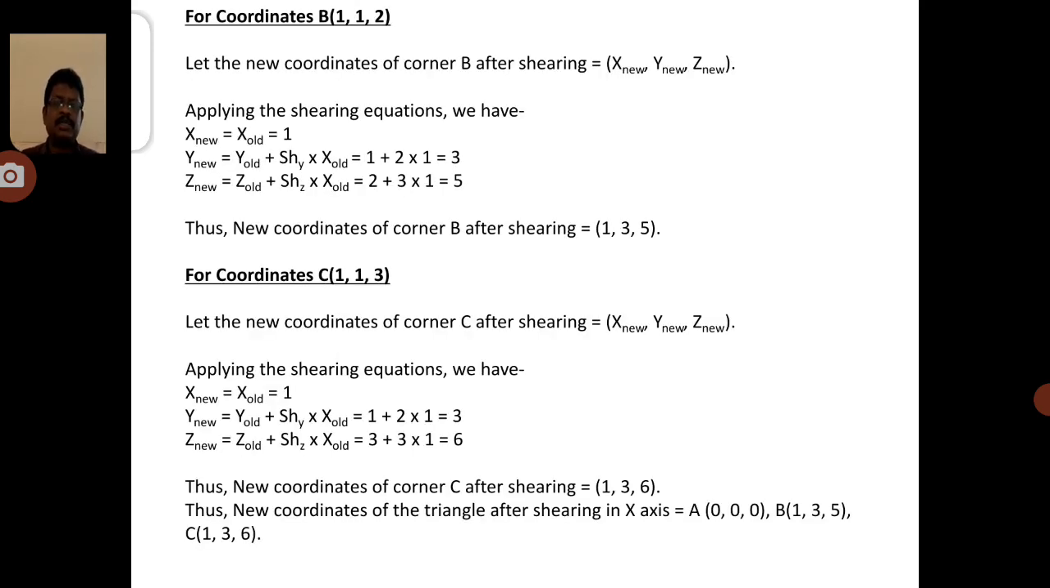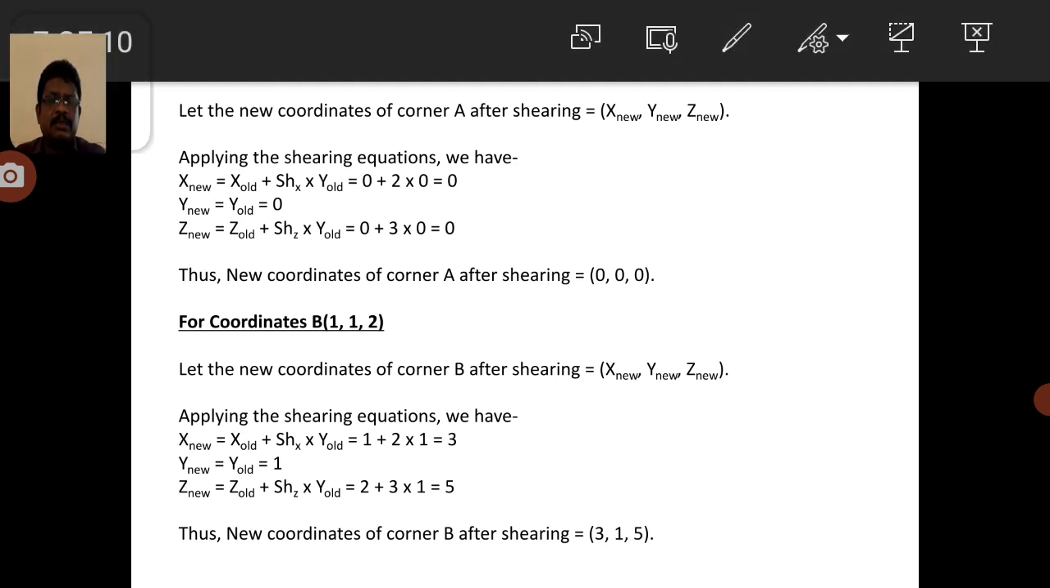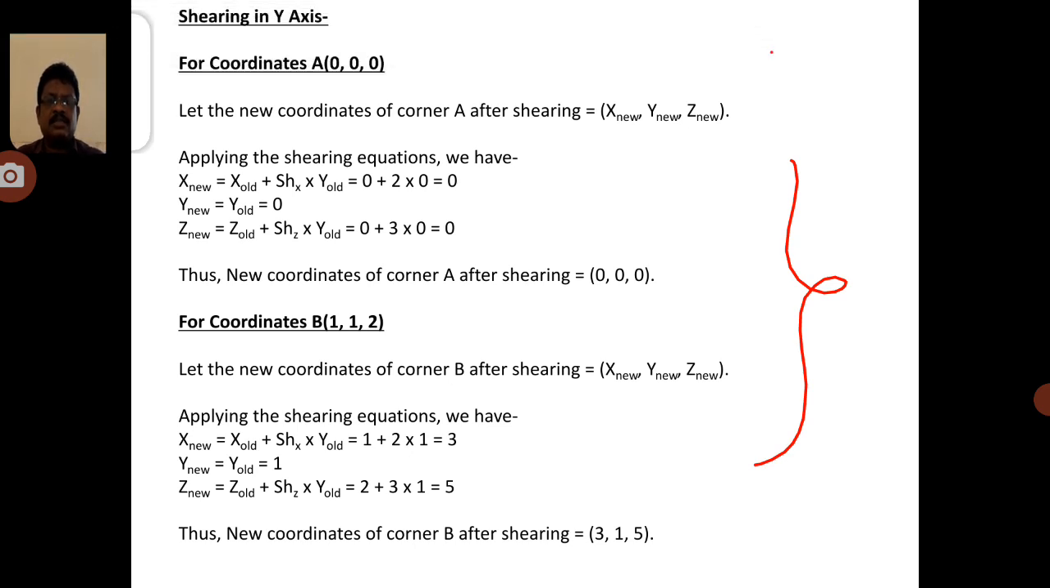Similarly, we can calculate coordinate B with the shearing values. The x value is 2, the y value is 3, and the z value is 4. For the three coordinates, first we need to find the shearing on the x axis. After completion of shearing on the x axis, you may observe the shearing on the y axis. This is the shearing on the y axis, for coordinate A of 0, 0, 0, B of 1, 1, 2, and C being a different one. So we need to find the new coordinates of A, B, C.